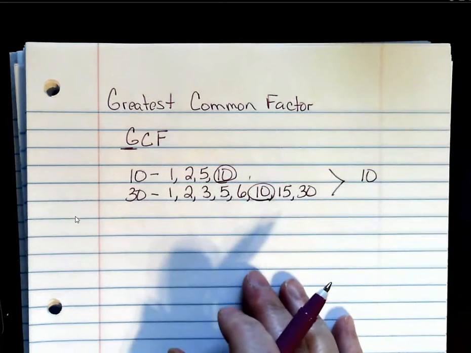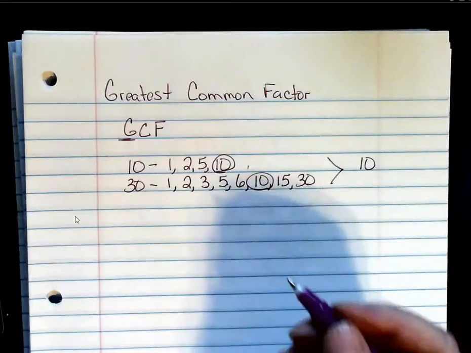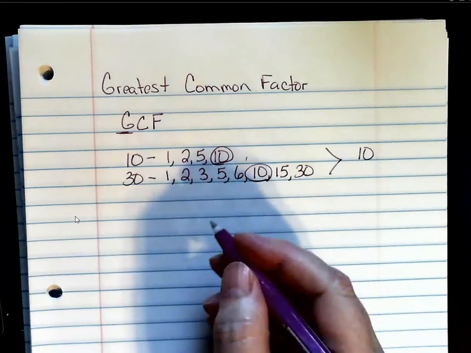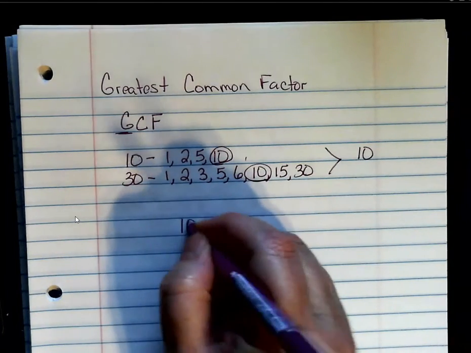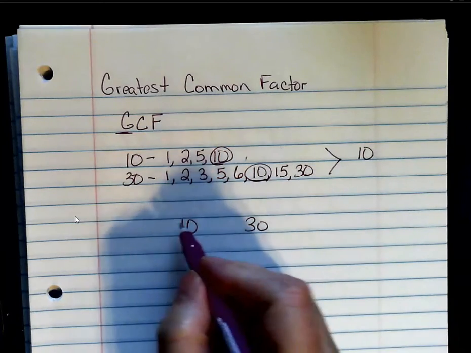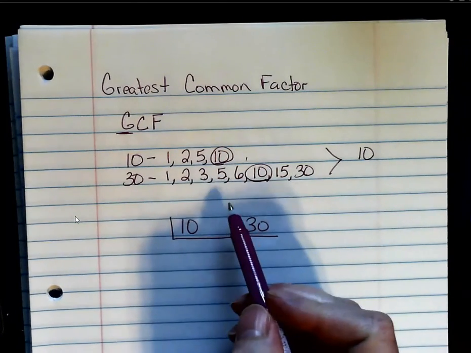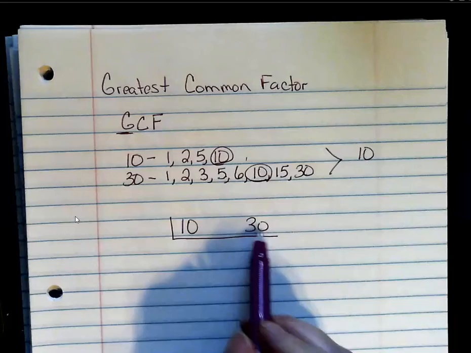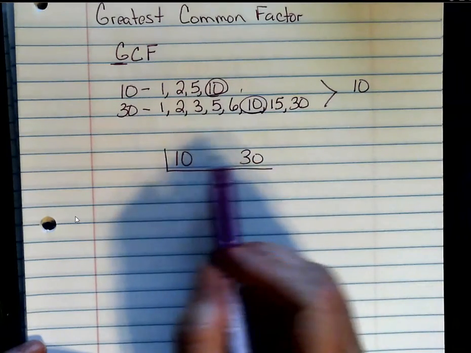Now, honestly, that's a lot of work. So let me show you a different way, and this works every time. So let's look at the 10 and the 30 again. Now, I'm going to draw an upside down division symbol, and I want to know a number that will go into both 10 and 30. Doesn't matter what kind of number, just what is a number that goes into both 10 and 30.